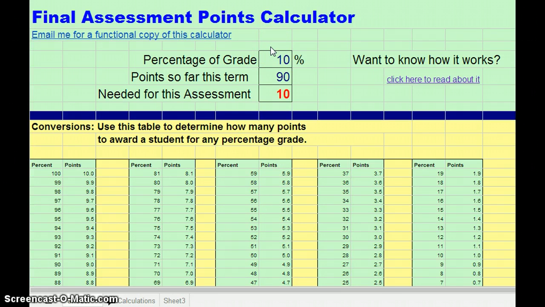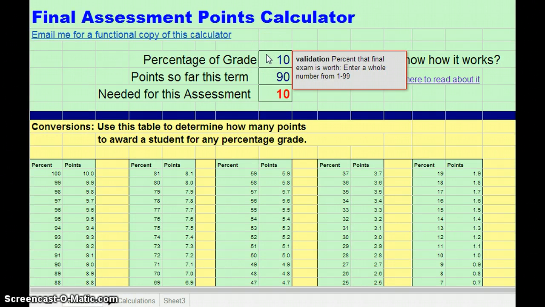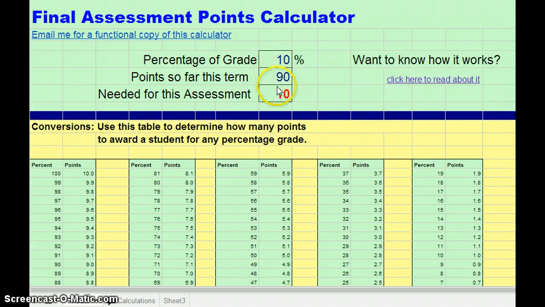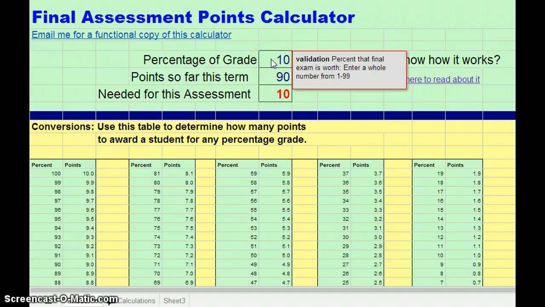The calculator figures out how many total points you need, how many points you need for your final assessment. Once you know that the final assessment is supposed to be worth this number of points and know how many points you've got so far this term, this machine will calculate this number, how many points you need for the assessment. Looking at it this way, it's pretty easy to see it in your head.